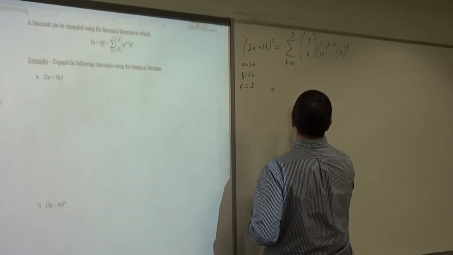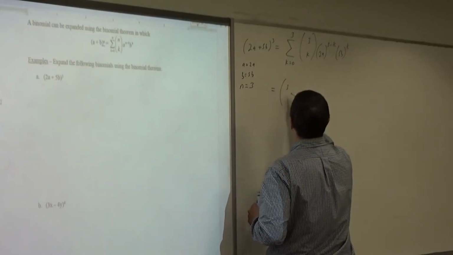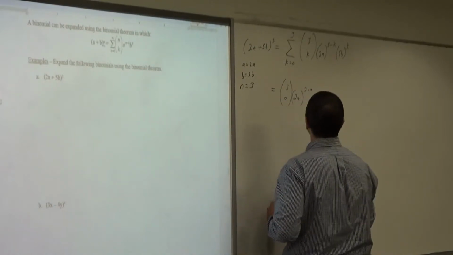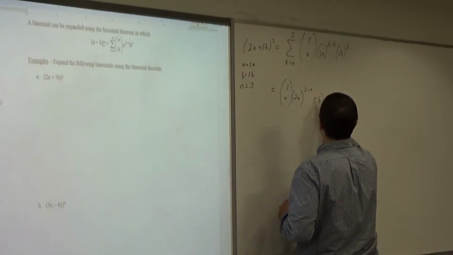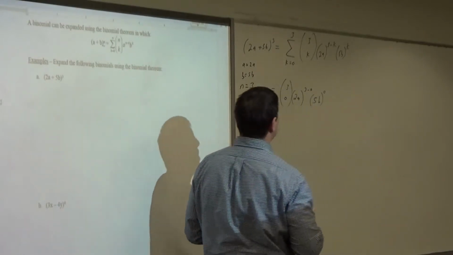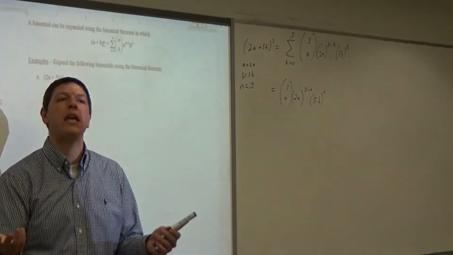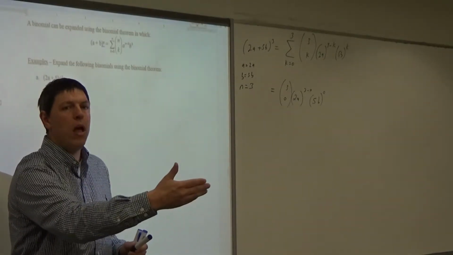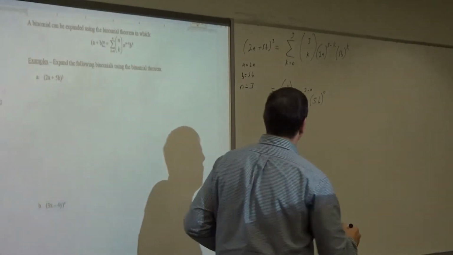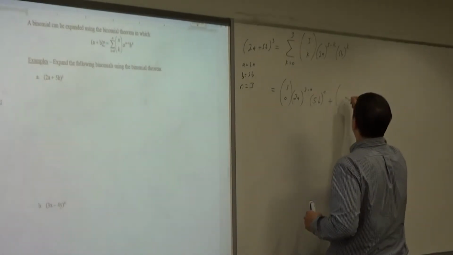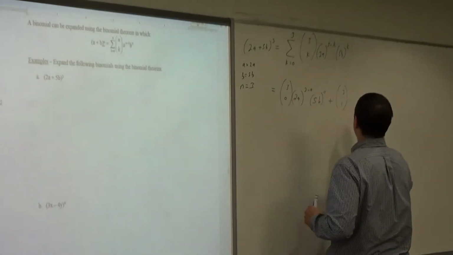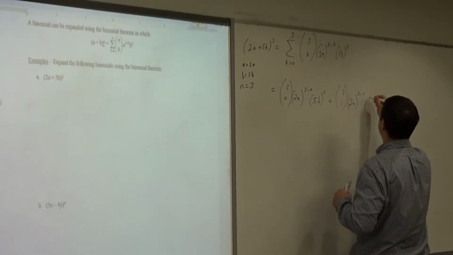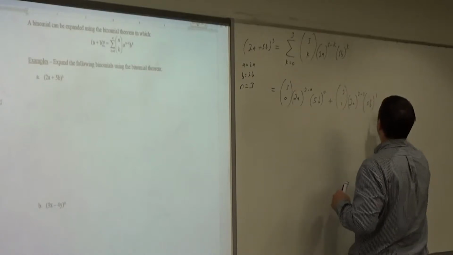So the first term in this expanded binomial is going to be 3 combination 0, 2a to the 3 minus 0, and then 5b to the 0. Everybody sees that, guys? All I did was substitute k equals 0 back into our binomial theorem. To get the next term, I increased the index by 1. So now this is going to be 3 combination 1, 2a to the 3 minus 1, and then 5b to the first.